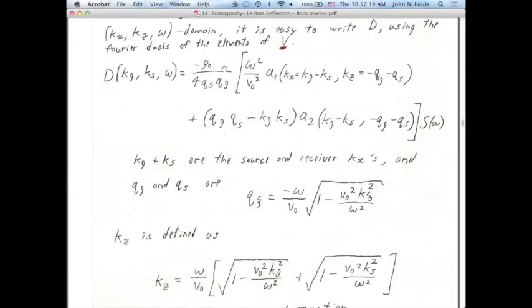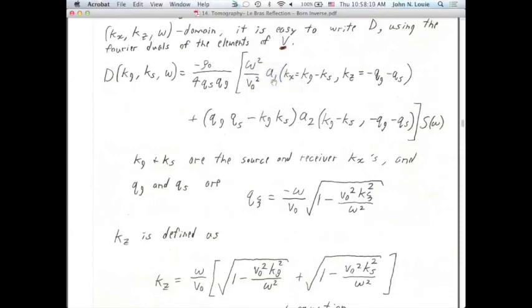So we have minus this cost that we can factor out here, minus rho naught over 4 q sub s q sub g. Okay, we'll get to what those are later. All right, we have omega squared over v naught squared times a1, and a1 depends on kx, which is k sub g minus k sub s. Remember the translation between midpoint and source and receiver locations, right? So that works similarly with the k's, with the wave numbers. K sub g is equal to minus q sub g minus q sub s, and then the second term of the scattering potential is q sub g times q sub s minus k sub g minus k sub s times a2, right?